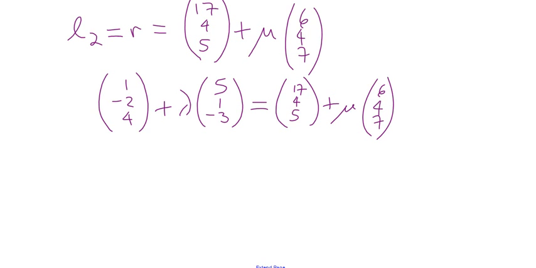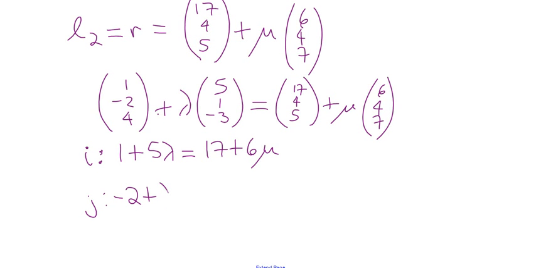So if we look at our i values, then what will we get? 1 plus 5 lambda is equal to 17 plus 6 mu. If we look at our j values, then we have negative 2 plus lambda is equal to 4 plus 4 mu. Yeah, 4 plus 4 mu.